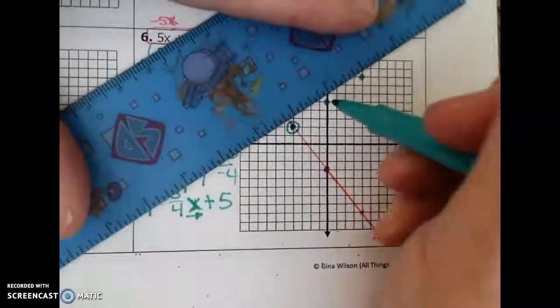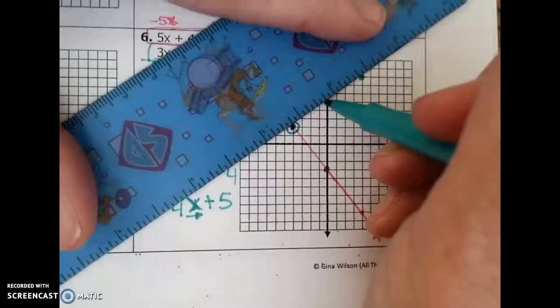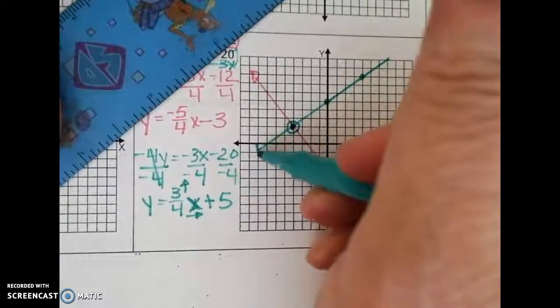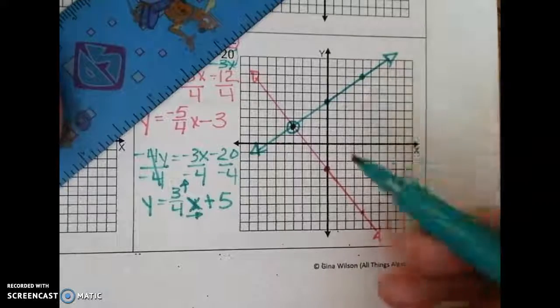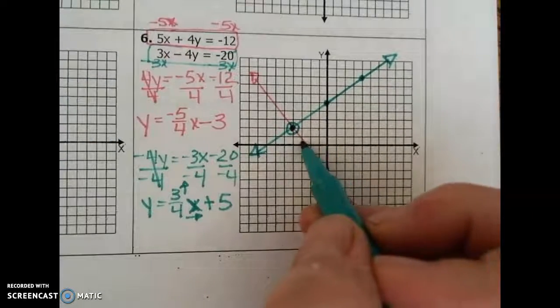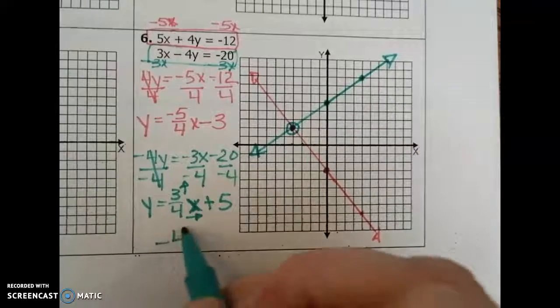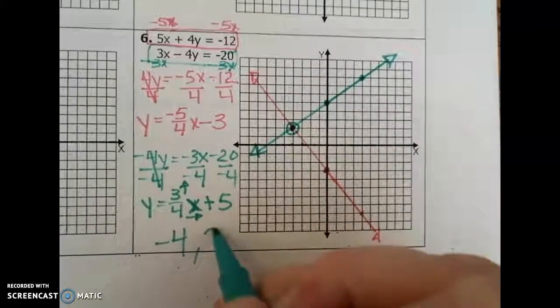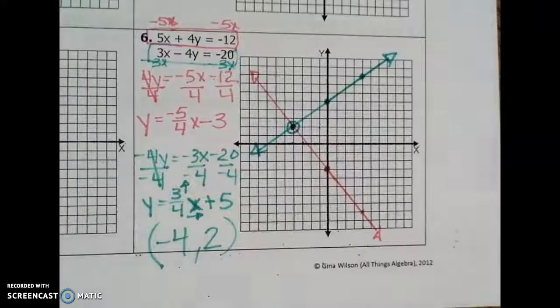I do want you to go ahead and draw the line in. Right here. And so the solution to our system is at negative 1, 2, 3, 4. And then up 2, so positive 2. So that's our solution. Let's do number 9.